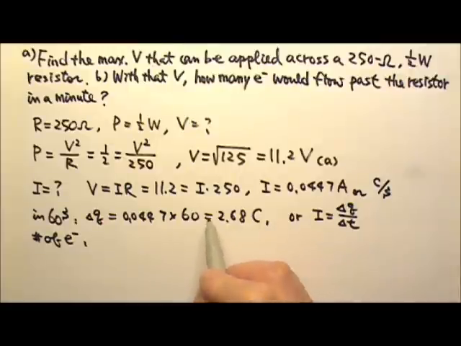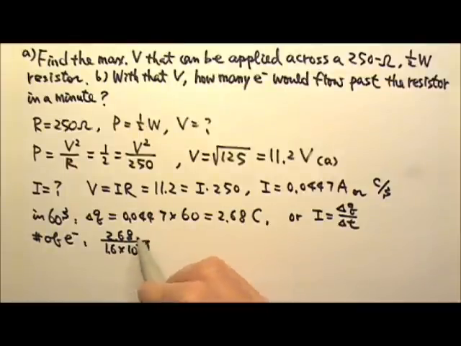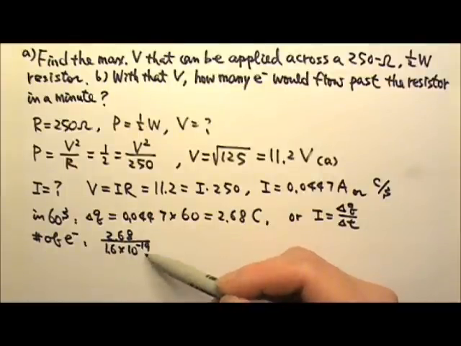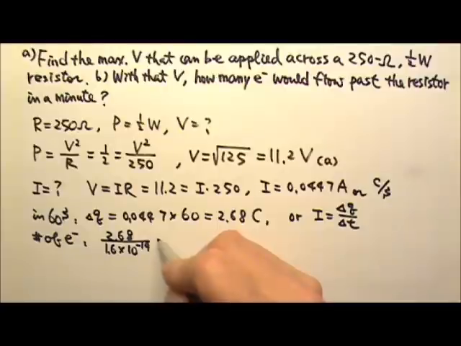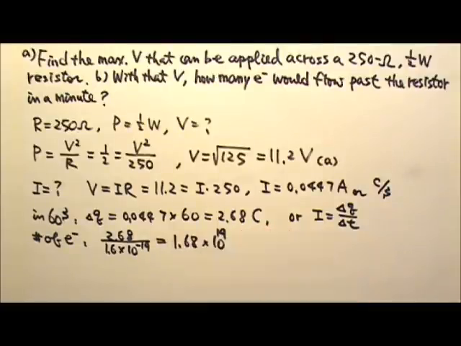Since the total charge flow is 2.68 coulombs, and 1 electron gives us 1.6 times 10 to the negative 19th coulomb, if we divide the total by how much each gives us, we will get the number of electrons, which is 1.68 times 10 to the 19th. And this will be the answer for Part B.